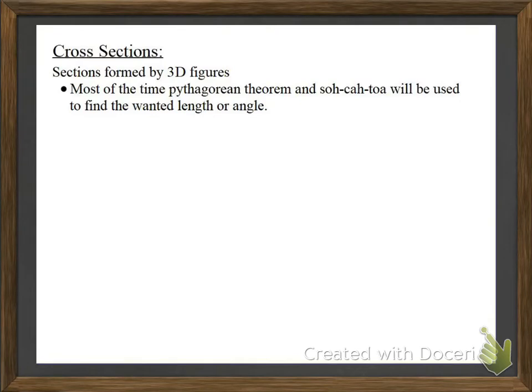In this video, we are going to talk about cross sections of 3D figures. Cross sections are just diagonal sections in a 3D figure. Most of the time we're going to use Pythagorean theorem or SOHCAHTOA, but every now and then we will have to use sine or cosine rule.